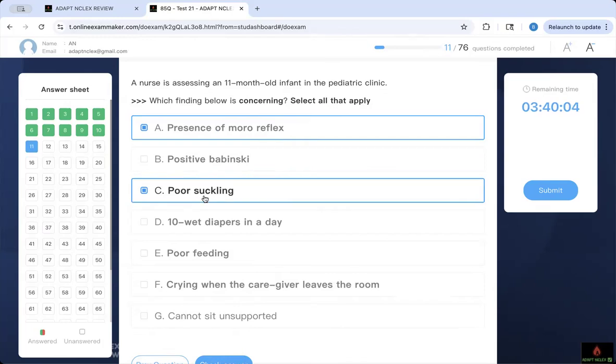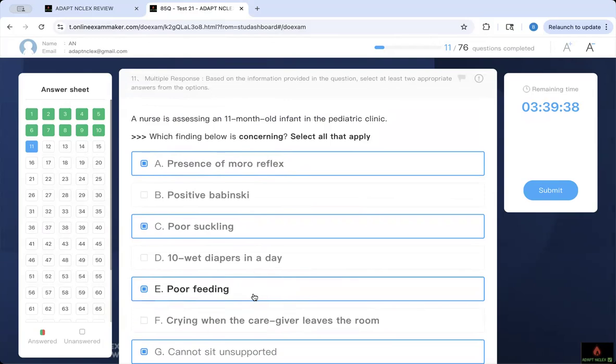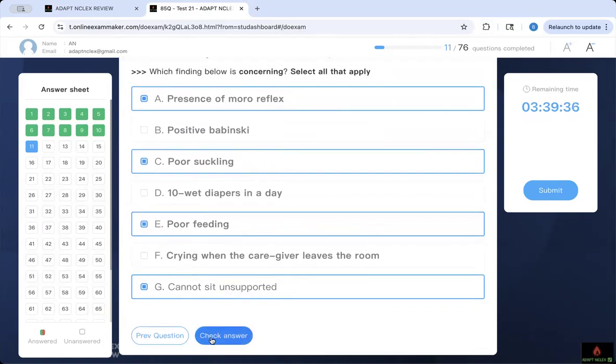Poor suckling, do you have a neurological problem? It's concerning. 10 wet diapers a day, you were hydrated. Poor feeding, we have a problem. Crying when the caregiver leaves the room is an expected finding for an 11-month-old, separation anxiety, right? Cannot sit unsupported. After 6 months you start doing that, and by 8 months you should sit unsupported. We have a problem. The question says concerning. Those are our answers.